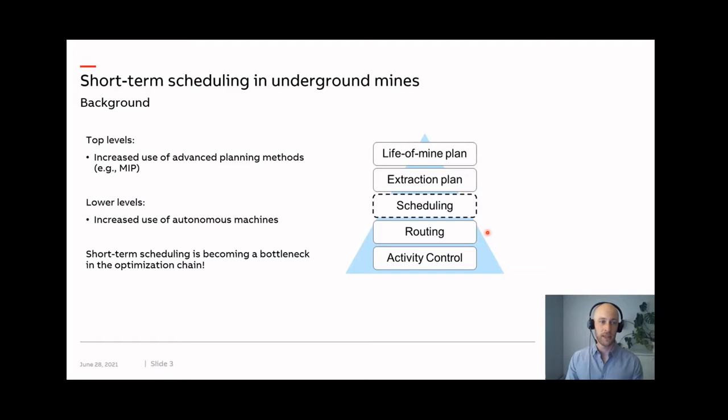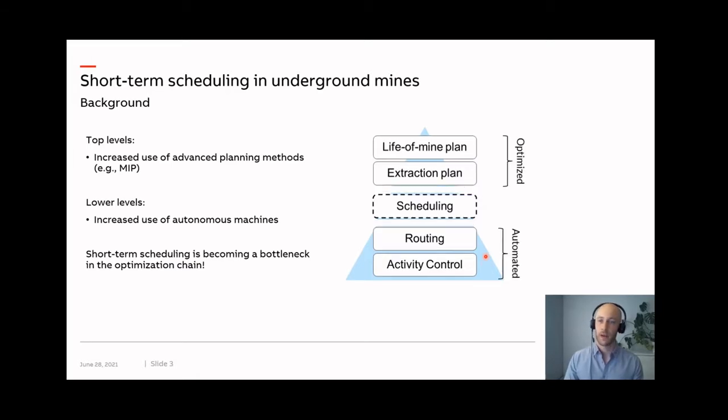The two lowest levels here concern the actual execution of the activity. So first you need to route the correct machine to the correct place, and then the actual activity needs to be performed by either manual or automated control. So what we're seeing in the industry is that up here, better plans are being constructed using more elaborate methods and software based on mixed integer programming. And the uprise of autonomous vehicles makes the actual task execution more efficient and predictable.